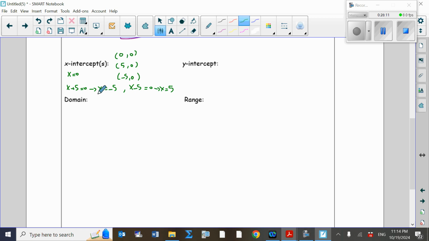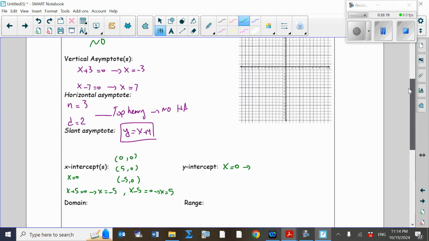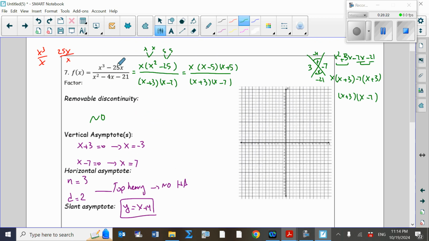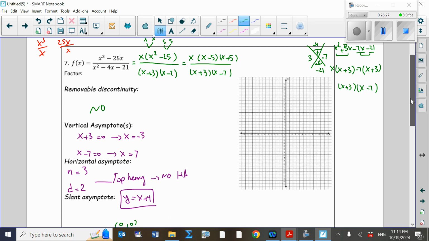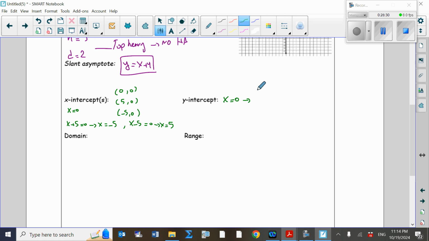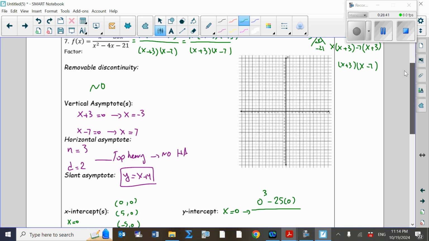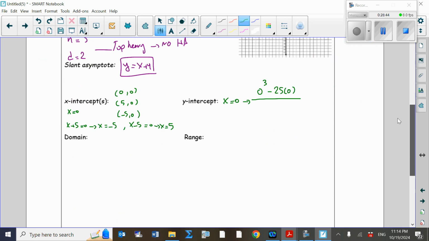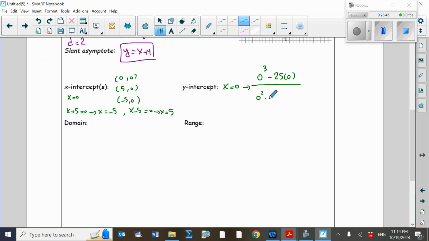These are the x-intercepts. What are the y-intercepts? You need to set x equal to 0 and plug it into the function. It's easier if you plug that into the original function because it has fewer operations than this one. So the original function was x to the power of 3 minus 25x, so that's 25 times 0, over the denominator x squared minus 4x minus 21. So it's 0 squared minus 4 times 0 minus 21.